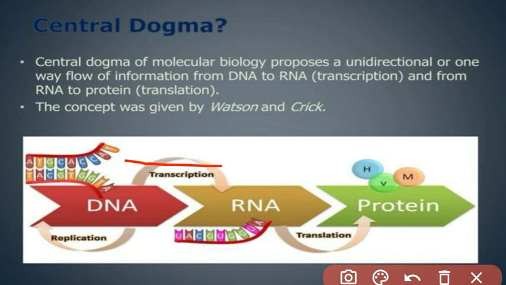Further, the genetic information stored in a mRNA in the form of codons is converted into amino acids to form a protein, and this process is known as the translation process. Sometimes the RNA gets reversed into a DNA, and this is known as reverse transcription. So this is the central dogma of life, and this concept was given by the scientists Watson and Crick.